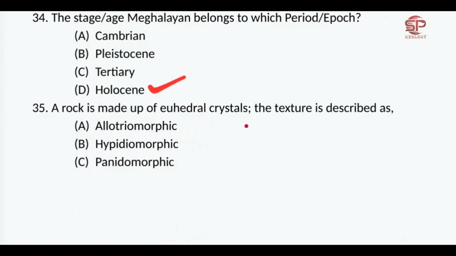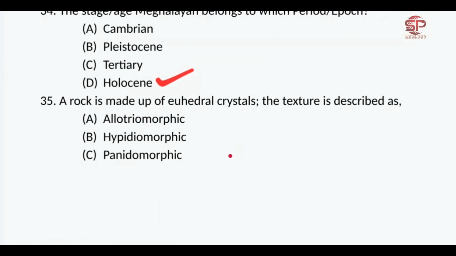The rock is made up of euhedral crystals. If the rock is made of all euhedral crystals, then it is called panidiomorphic. If it consists of all anhedral crystals, it is called allotriomorphic. If it consists of subhedral crystals, it is called hypidiomorphic. The answer will be panidiomorphic.